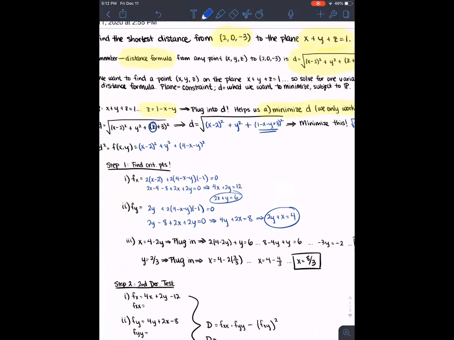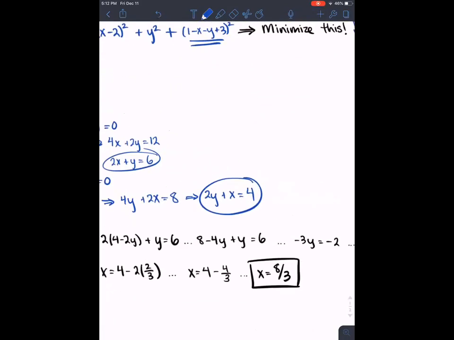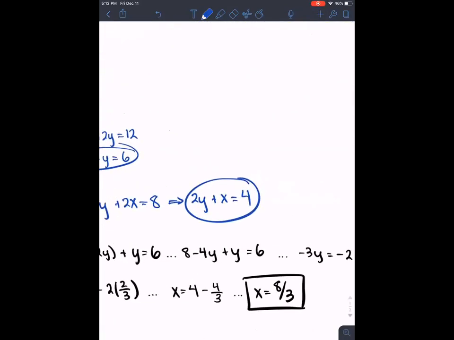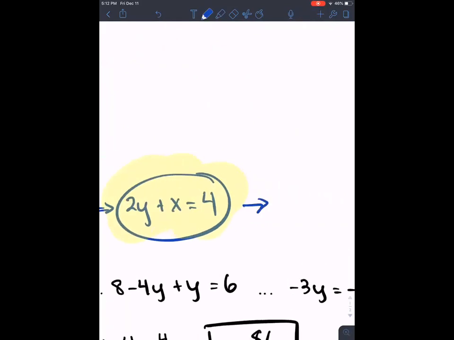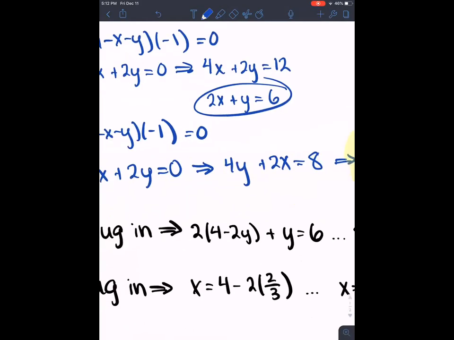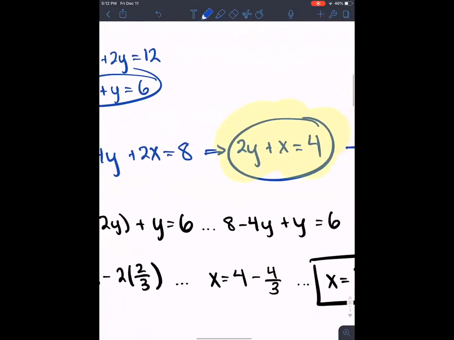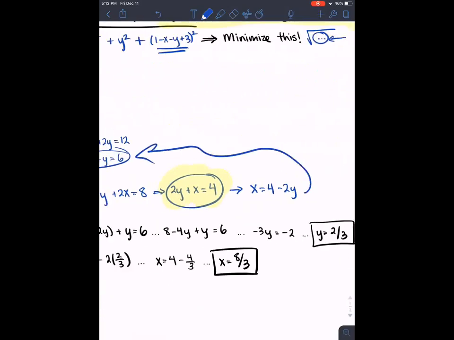Now, what I did here was I solved. The next thing you want to do is actually solve for x and y. You want to find the numbers that make up the critical point. So what you want to do is rearrange to solve for one of these variables. I decided to solve for this one right here, and it ended up being x equals 4 minus 2y. And you plug it into the actually the above equation over here.